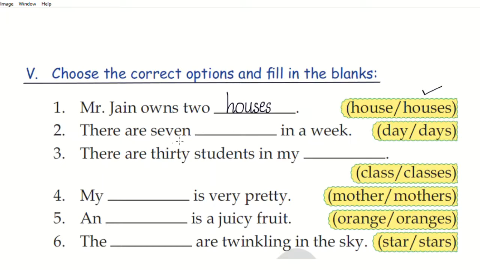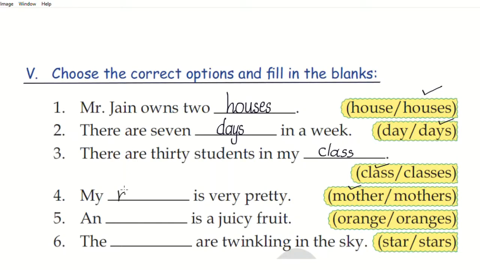Number 2. There are 7 dash in a week. 7, that is many. And for many, days. We will write here days. There are 7 days in a week. Number 3. There are 30 students in my dash. In my, that is one person. So here you will write class. For one, we write class. There are 30 students in my class.